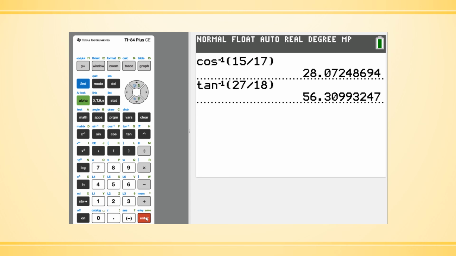Remember to get in the right mode. You always want to check that first. Am I trying to find radians? Am I trying to find degrees? Which one are you working with? Make sure you're on the proper one. Sometimes you'll switch back and forth as we'll be asked to find things in both radians and degrees as we move along. All right, there we go. Finding a missing angle measure with our calculator.